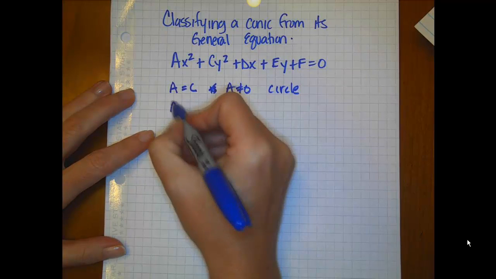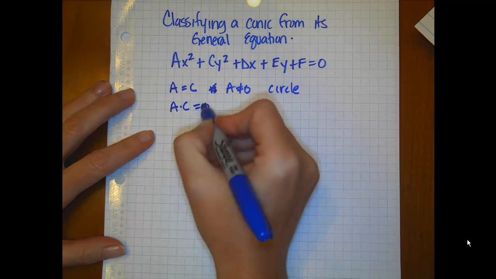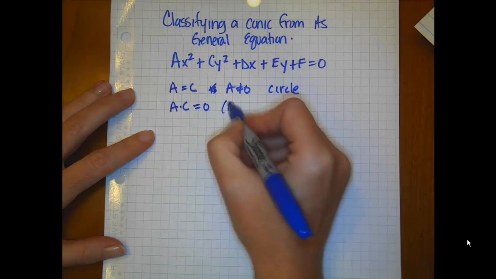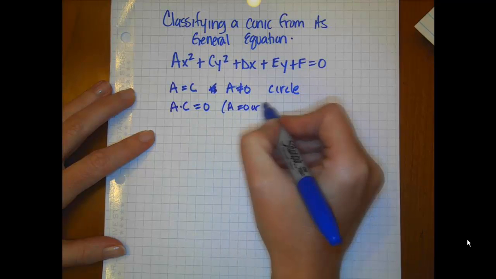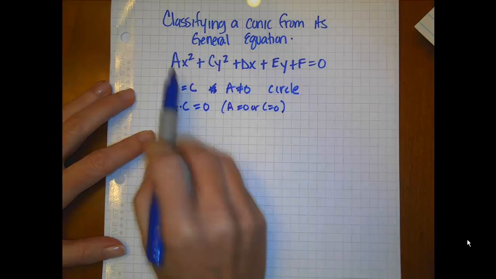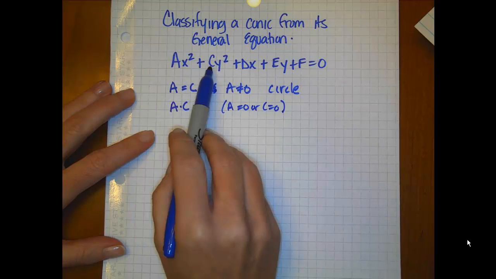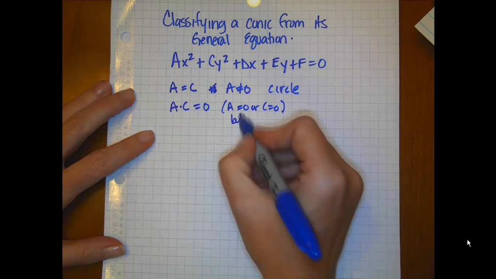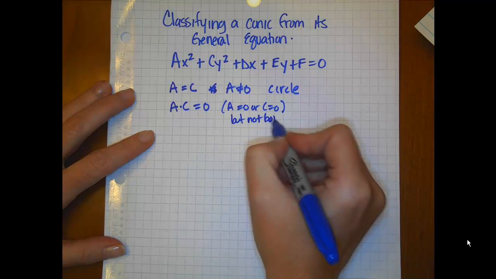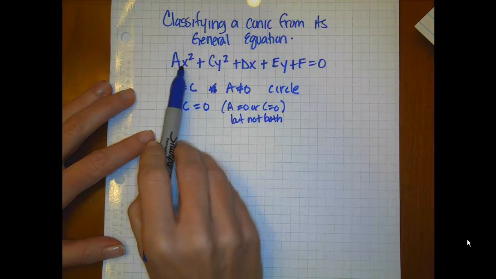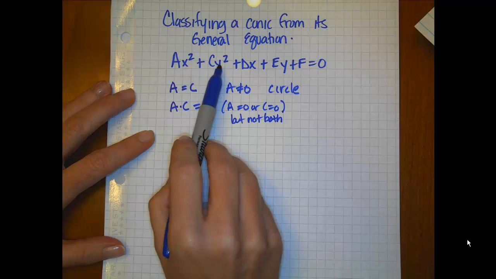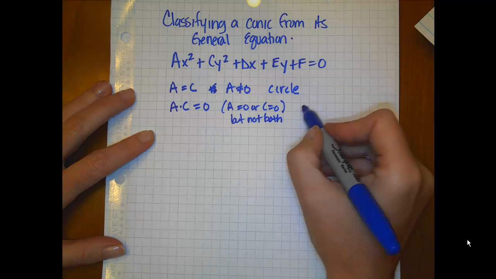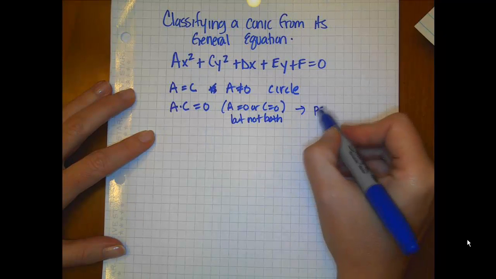If you take a times c and it equals 0, this means that a equals 0 or c equals 0. And if a equals 0 or c equals 0, but not both, this means that you would only have one of the variables squared. So if only one of the variables is squared, this implies that you would have a parabola.